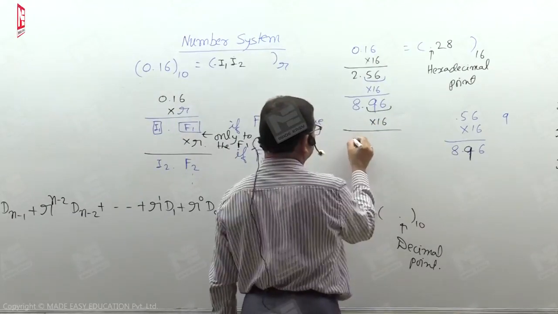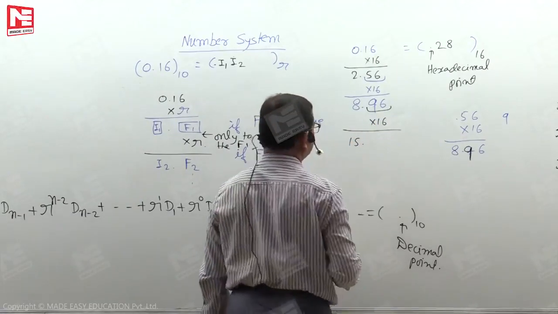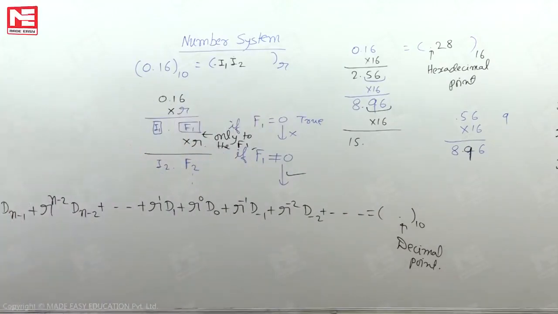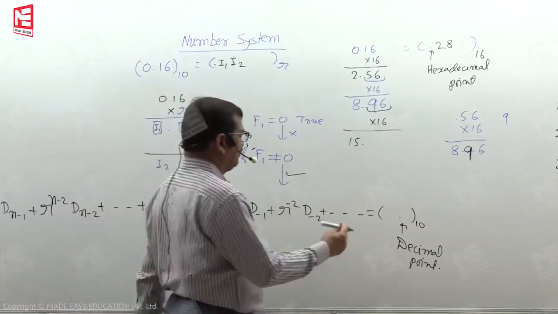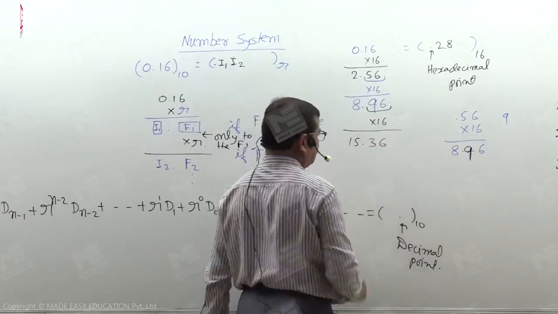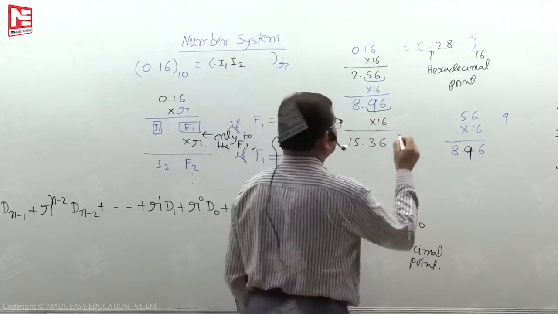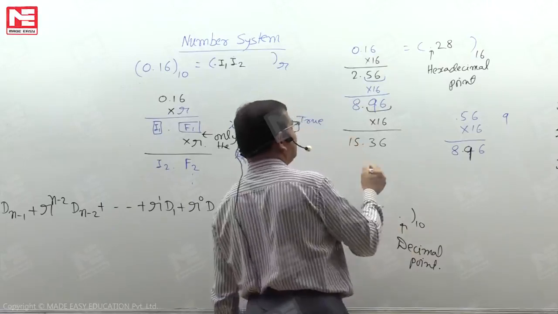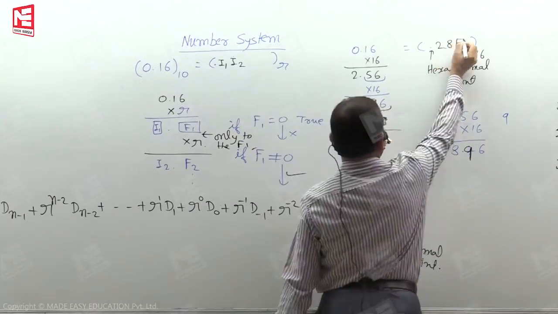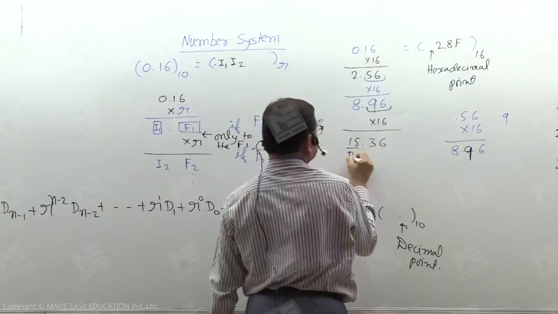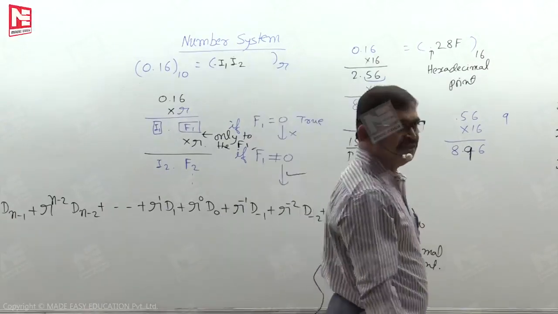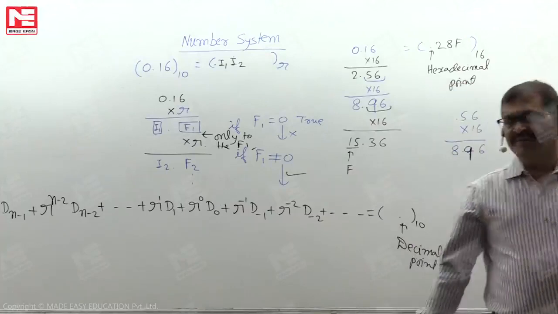If you do this, I think this is 0.96 into 16, which is 15.36. So the third digit will be F. In the hexadecimal number system, this decimal 15 is represented as F.